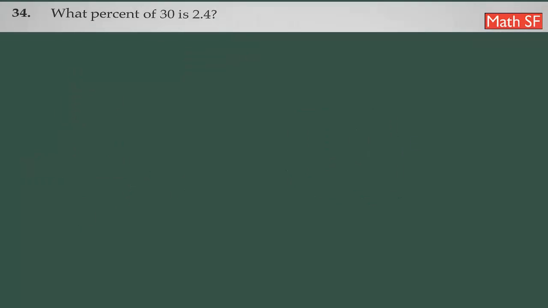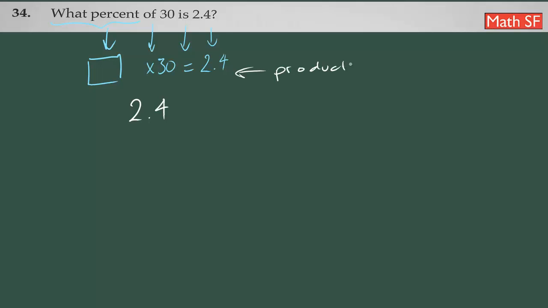Let's keep performing these translation problems. So let's translate this. What percent? What does that mean? Well, that just means your box. Of means multiplication. 30 is a number that you're going to have there. Is means equal. And 2.4 is just a number. Now, what are we missing here? We're missing a multiplier, therefore we must divide. This is the product here. So it's the product divided by the non-multiplier, the 30.